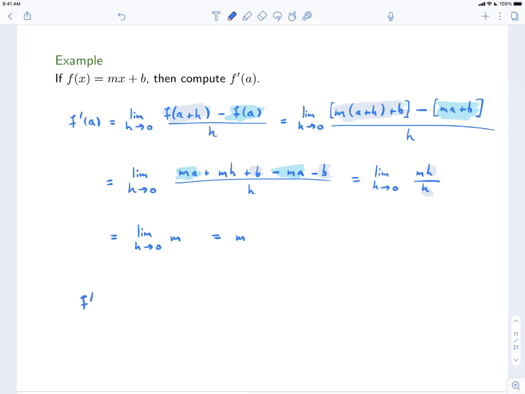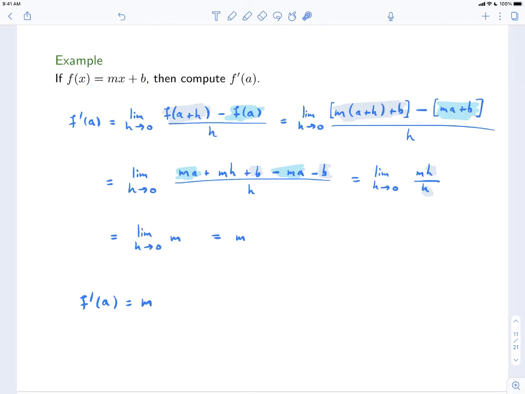So f prime of a is equal to m. So in other words, if you start with a linear function, then the derivative at any arbitrary number a is just going to give you the slope of the line. This is believable because we know that the derivative at a gives you the slope of the tangent line at a. But here we're looking at a graph which is a line.